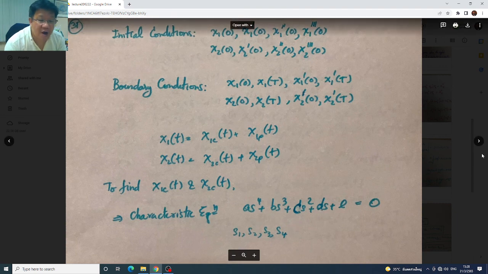Otherwise, what about if you go to the fifth order, sixth order, when you don't have any formula? You need to use what we call the numerical method. You just search Google for numerical method for polynomial function.